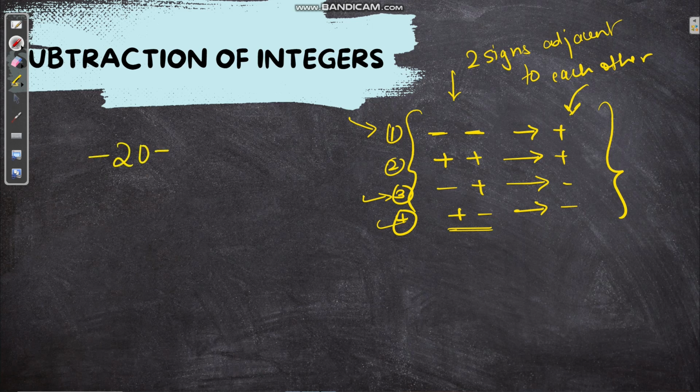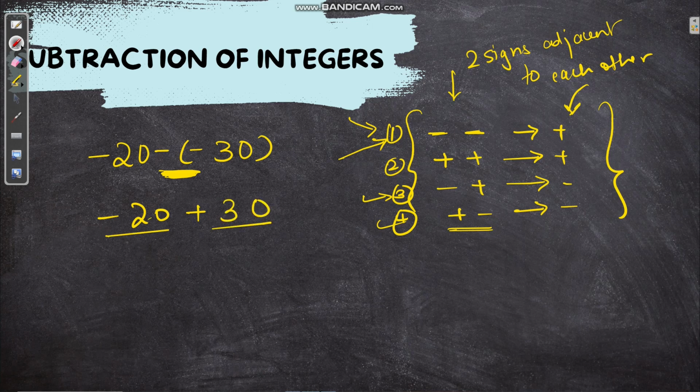Minus 20 minus of minus 30. You have minus and minus adjacent to each other. You cannot consider this minus and this minus adjacent. They are basically adjacent, but they are not simultaneously beside each other. So you only have to consider this adjacent pair. So minus 20 will refer to point number 1, that is minus and minus is converted to plus. So it's minus 20 plus 30. Now you have two integers with different signs. One is positive, one is negative. In that case you subtract. 30 minus 20 is 10. Bigger number is 30. So the answer is plus 10.